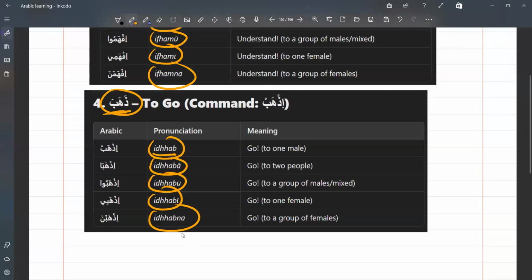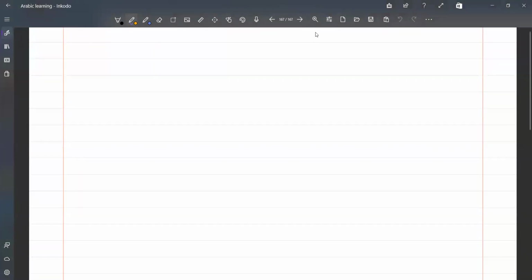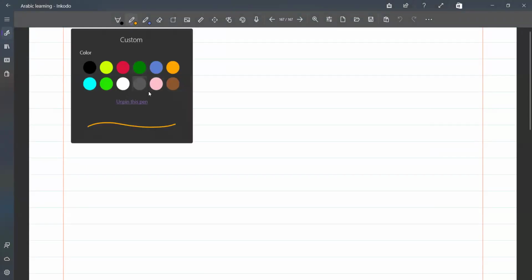So if I say idhhab, I mean go, but to one male. And if I say idhhabna, I am saying go to a group of females. And if I say idhhabu, I am saying go to a group of males or a group of mixed people, containing male as well as female, right? So that is how the command form works. It is very important that you get the sense of the command form. So you see how things work in verbs in Arabic. After this video, you should get a sense of how verbs work in Arabic.